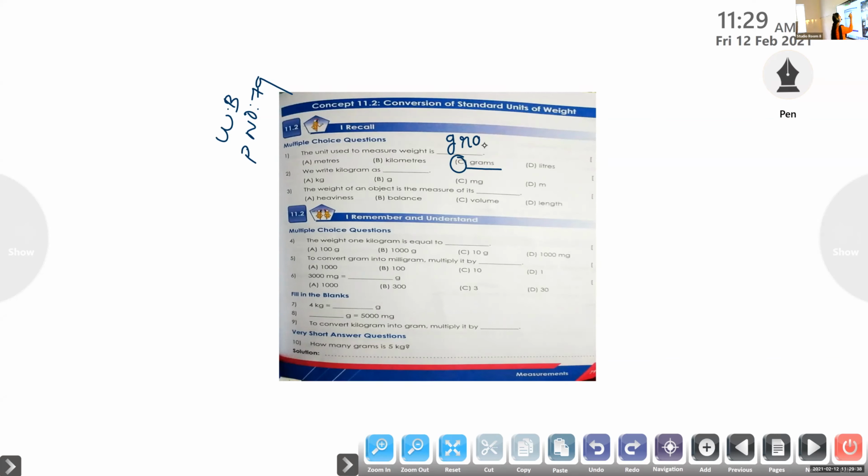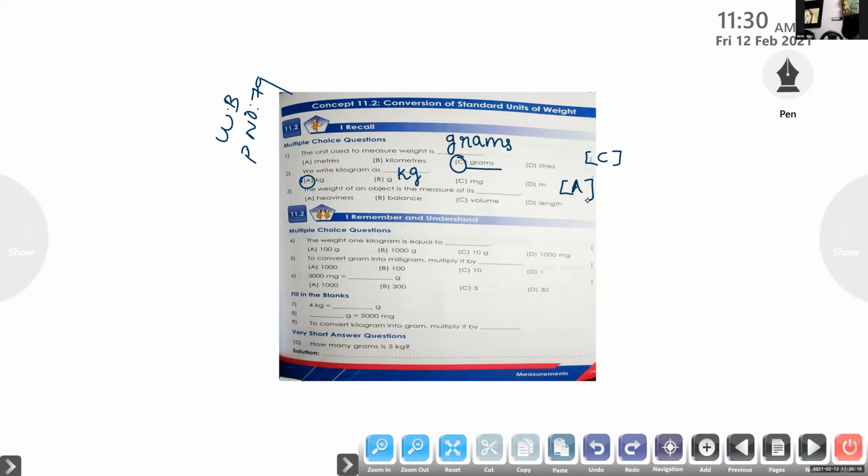Very good. Now, Aaron, please unmute and read the next question. Please don't turn off your video, Siddharth. Please turn on your video and keep. We write kilogram as dash. Which is a short form of kilogram? Is it kg? Kg. Yes, very good. Kg. Option A. Very good. Now, next question.